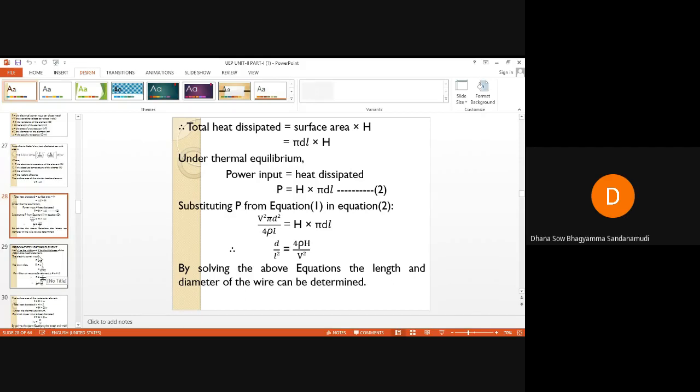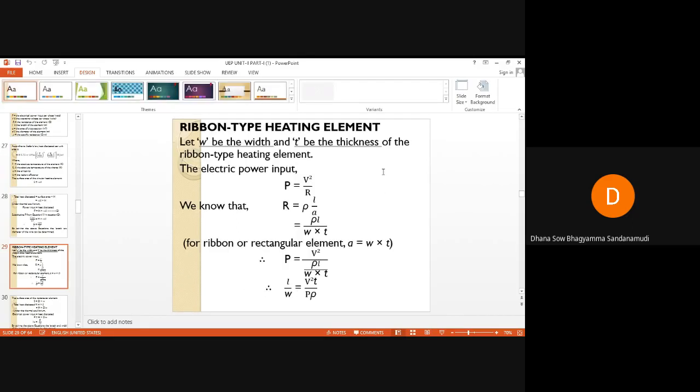The length and width of the ribbon type heating element can also be determined, similar to the circular heating element. I hope you have written. Even if you have not written, I'll show you while taking attendance; you can write while taking attendance. Now, let us assume a ribbon type heating element. Let us assume that the width is W and T is the thickness of the ribbon type heating element.